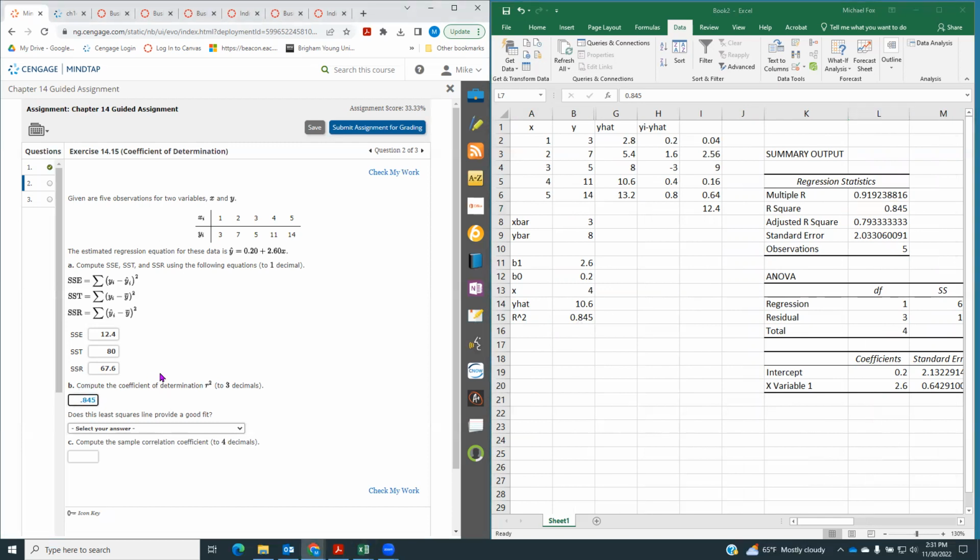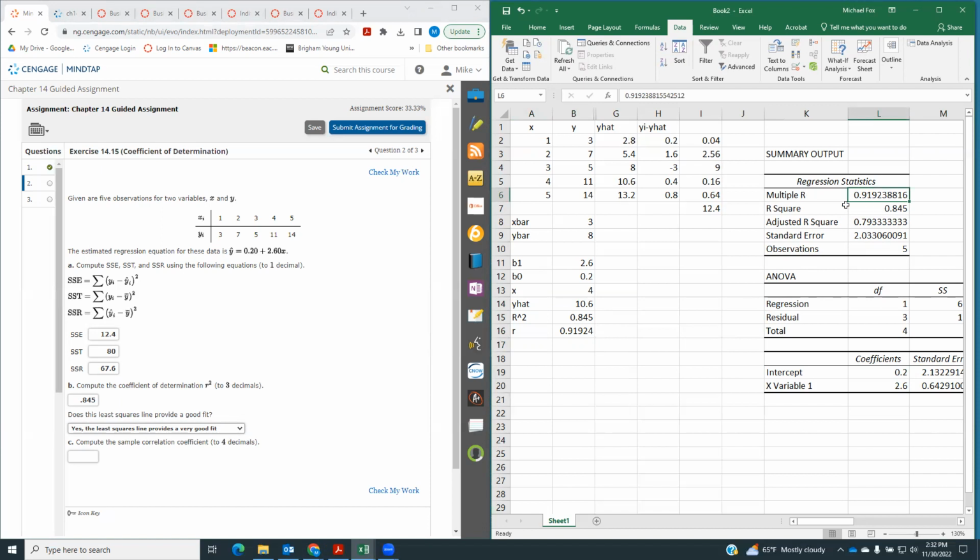And then it asks, does the least squares line provide a good fit? And the answer is yes, because this number is relatively high, meaning closer to 1. And then it wants us to do the correlation coefficient. Sometimes the correlation coefficient is just called the R. So we can calculate it by taking the square root of the R squared. Makes sense, right? Square root of the R squared, 0.9124. And you can see that's also reported to us in our regression output as the multiple R.